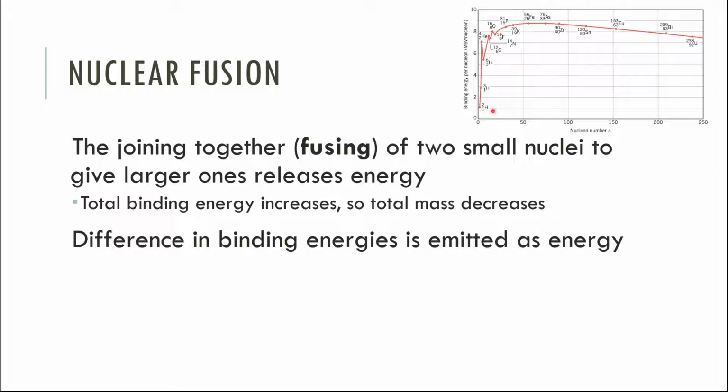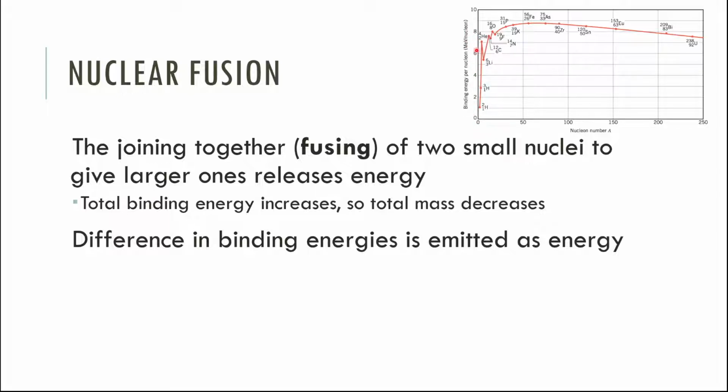Let's look at, say, a hydrogen 2. It's got about 1 mega electron volt per nucleon. And there's 2 nucleons, so hydrogen 2 would have a total binding energy of like 2 mega electron volts. Compare that to your helium 4, which has about 7, and there's 4 nucleons. So it's about 7 million electron volts per nucleon, and there's 4 nucleons. That's what this number means. So helium 4 has a total binding energy of 28 million electron volts.